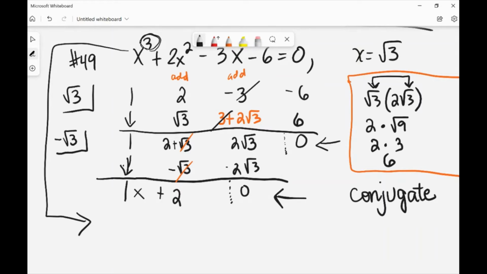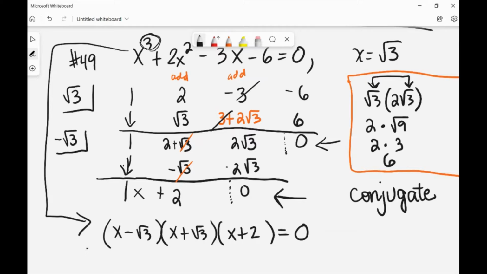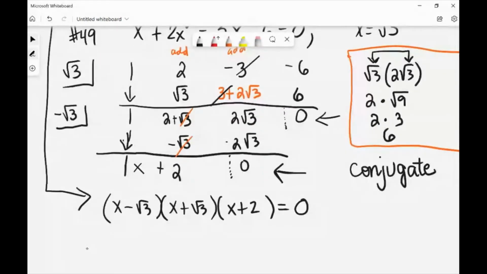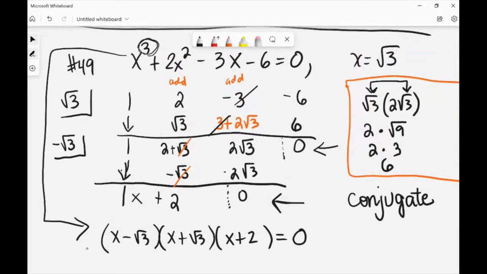All right. Let's write it as factors. Give me one factor. Let's see what y'all got. X minus square root of 3. Nice. Give me another one. X plus the square root of 3. Nice. Give me another one. X plus 2. Very nice. Equals 0. So that's the factored form of that original polynomial.